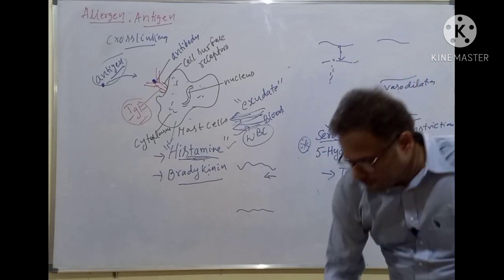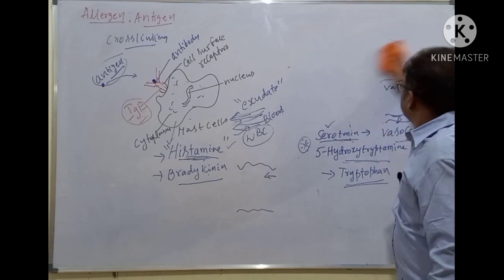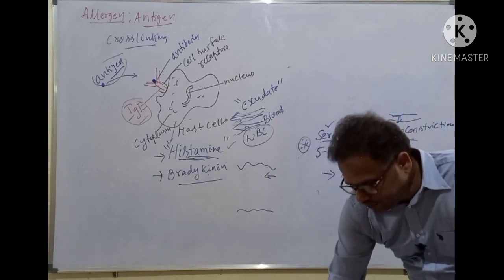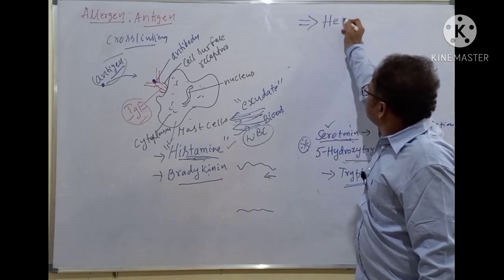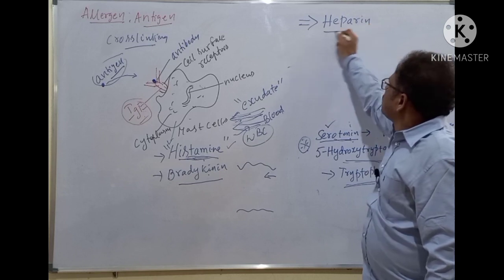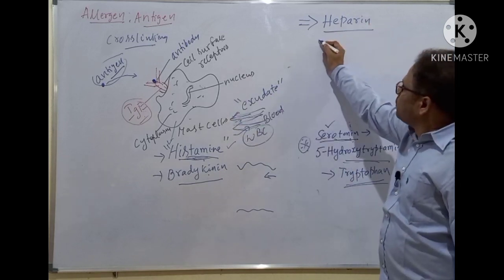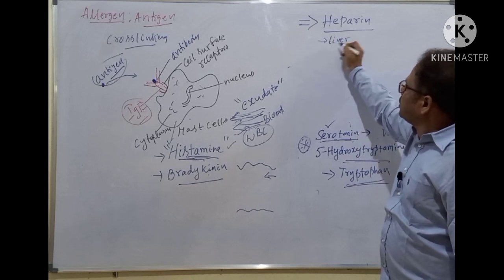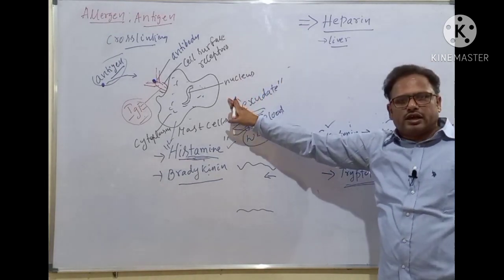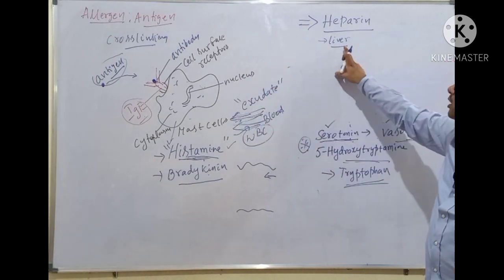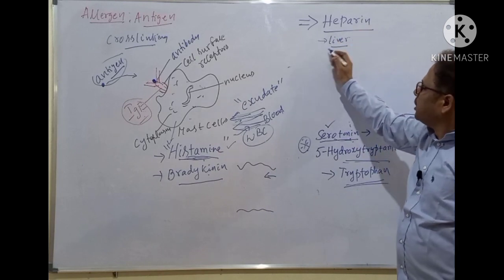So next one is heparin. The other product released by the mast cells is heparin. Heparin is released by the mast cells and also by the liver. Very important point. So what are the two structures which release heparin? One is the mast cells, the other is the liver. Heparin is also released by the liver.